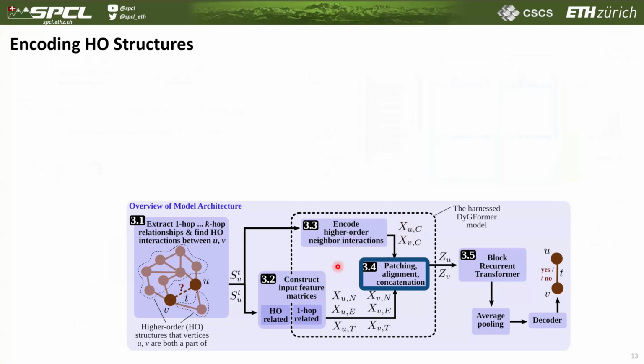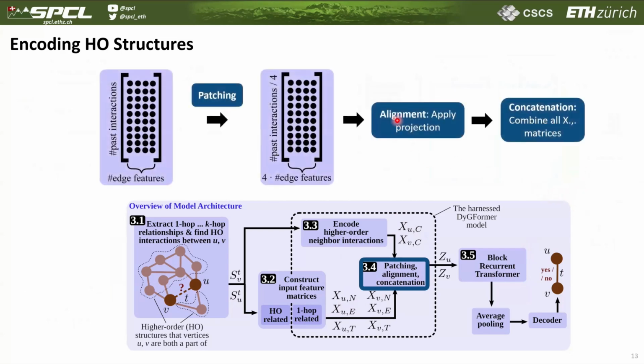Then we take all these matrices we constructed and combine them together in a three-stage process, with the steps of patching, alignment, and concatenation. We are relying here on past work: the so-called DyGFormer model that we are harnessing for these optimizations. It's basically reducing a bit of the memory pressure. Patching is applied to each of these matrices separately, and it basically means that we divide the number of rows by 4 and at the same time increase the dimensionality of features by 4.